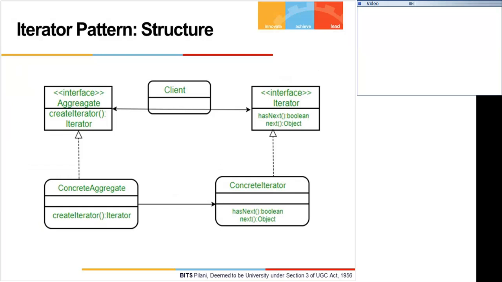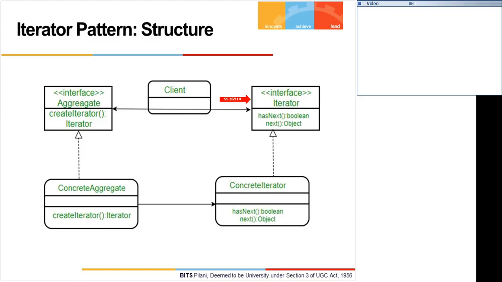Right, so this is the kind of structure an iterator pattern has. So there is an aggregate interface, right? The important method to note in the aggregate interface is create iterator. This aggregate interface provides a method which has to be implemented by every concrete aggregate. A concrete aggregate is the class which implements the aggregate interface, right? And then it should provide implementation for the method create iterator, which returns an object of type iterator, right?